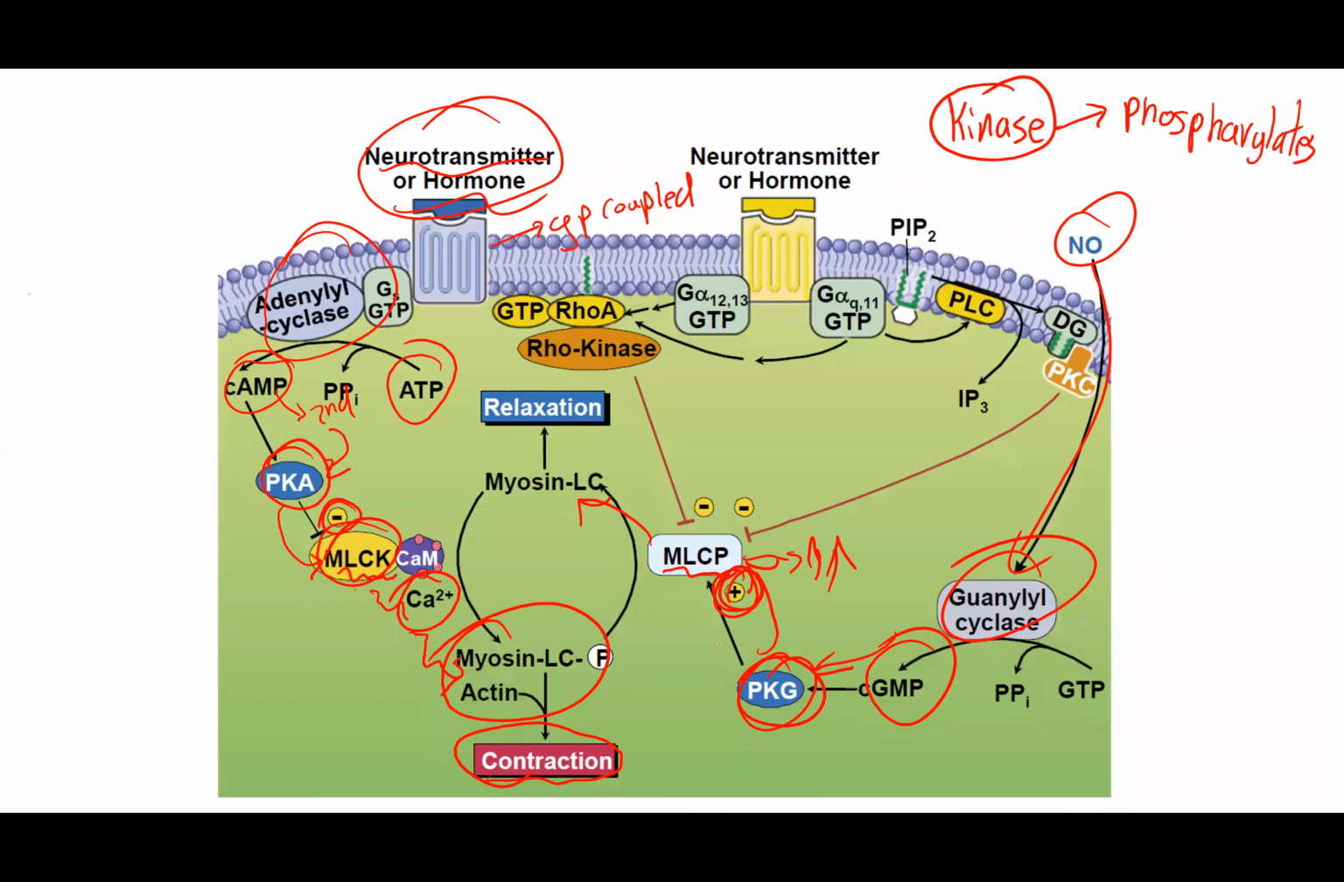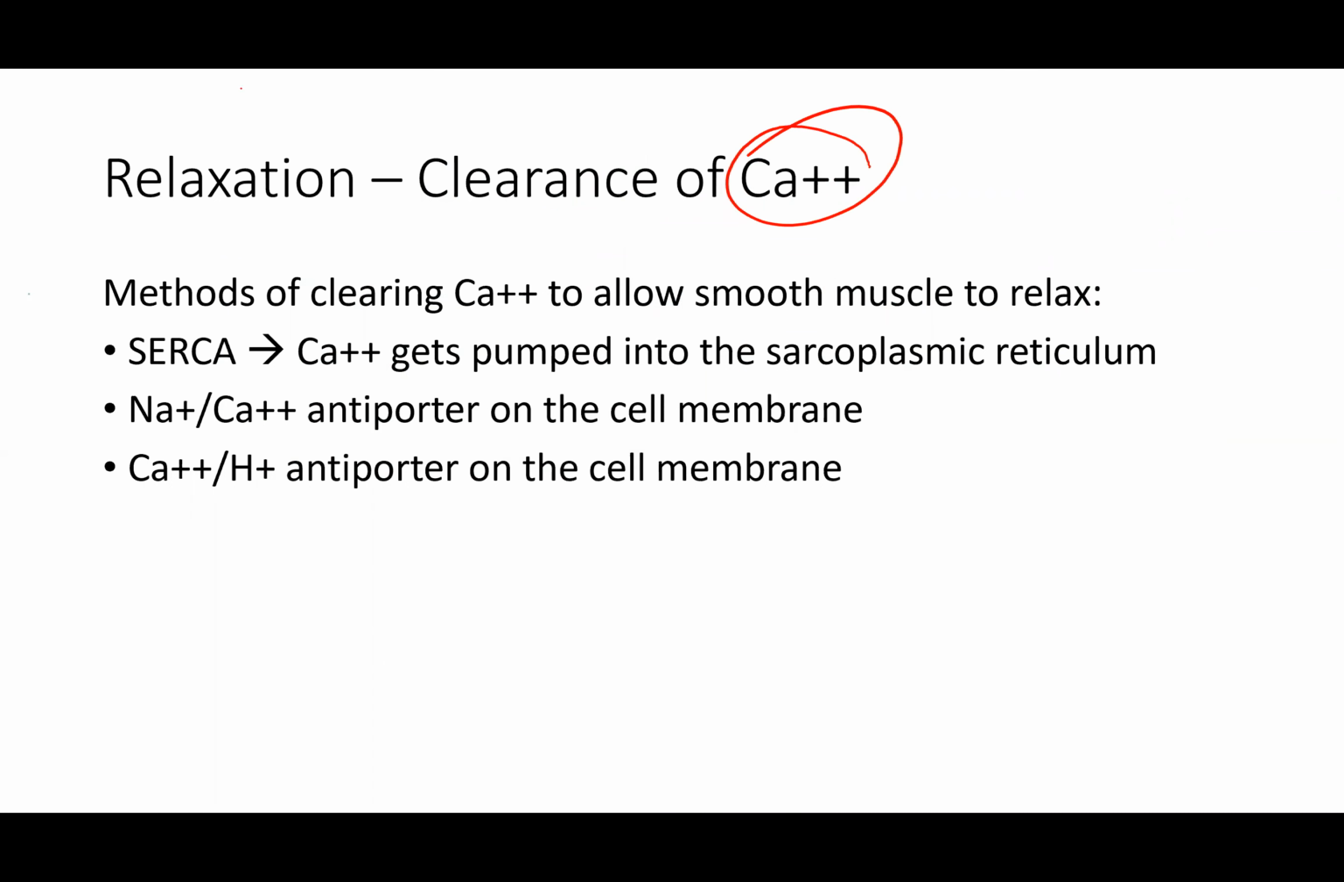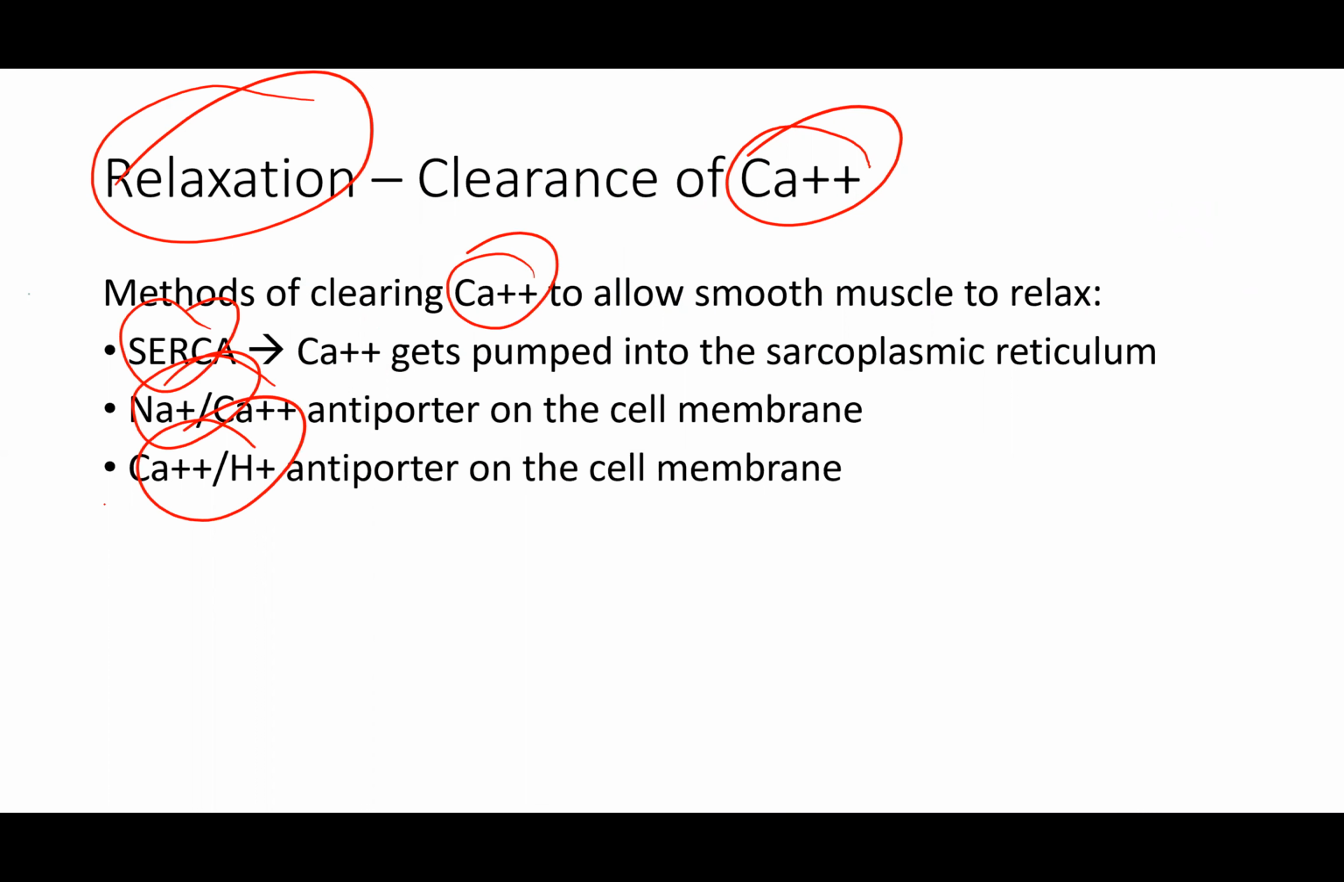So finally, we've been talking about calcium going away for relaxation for a while now. So how does it go away? Just three methods. There's a SERCA channel, there's this channel, and there's this channel. I'll explain on the diagram quickly.